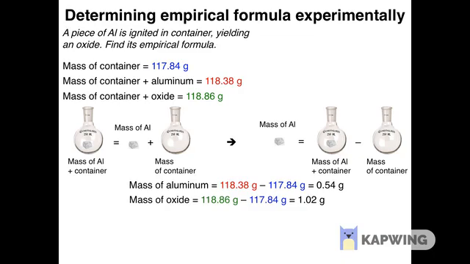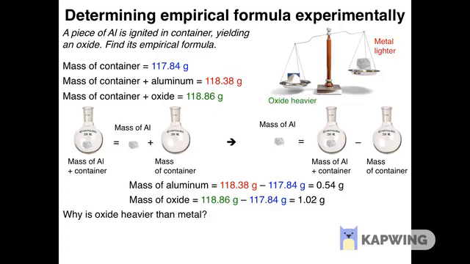The mass of the aluminum oxide is 118.86 grams minus 117.84 grams. It's 1.02 grams. Why is the aluminum oxide heavier than the aluminum metal that we started with? Pause the video for a moment and think about it.